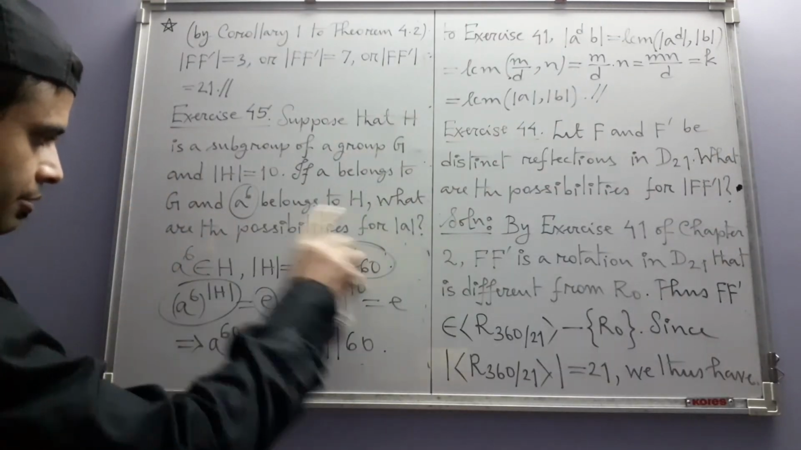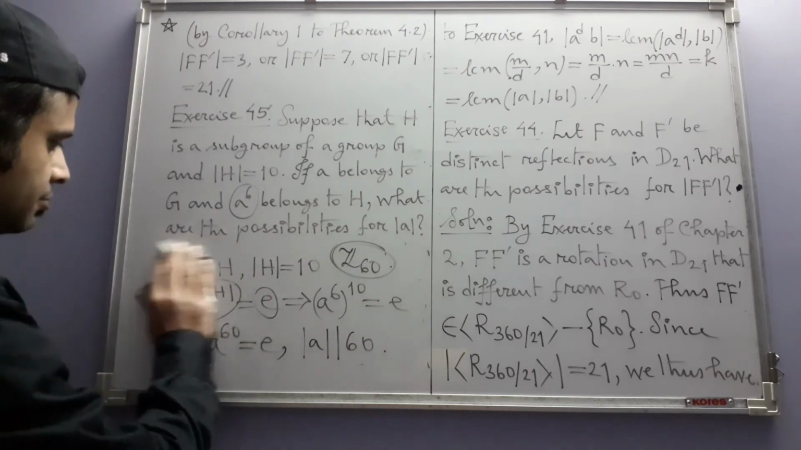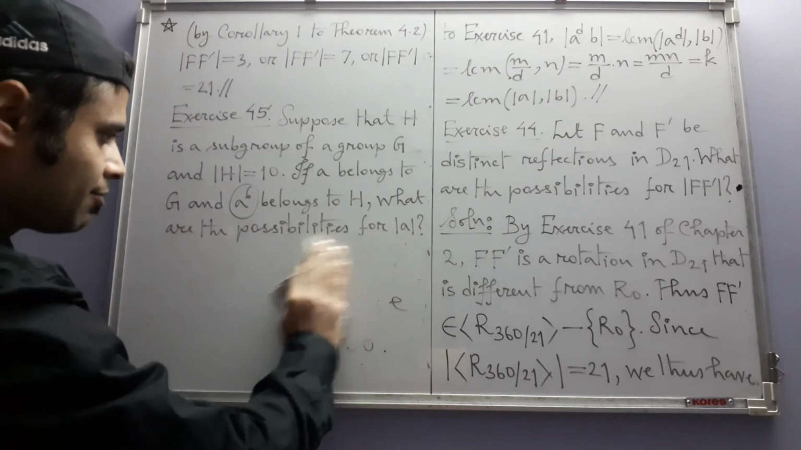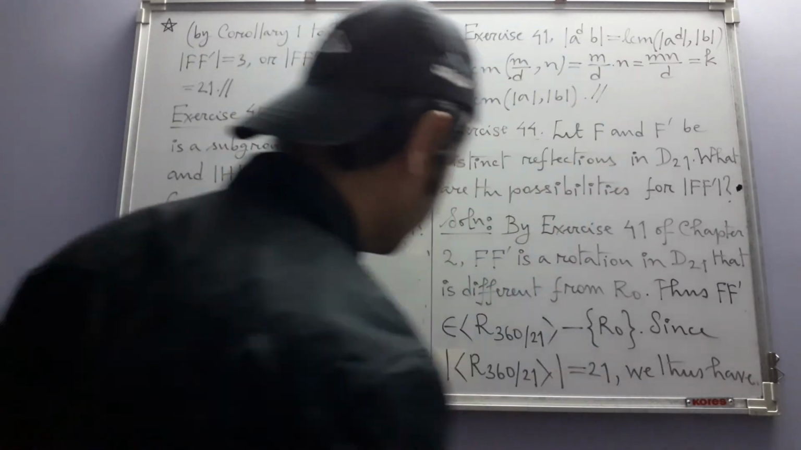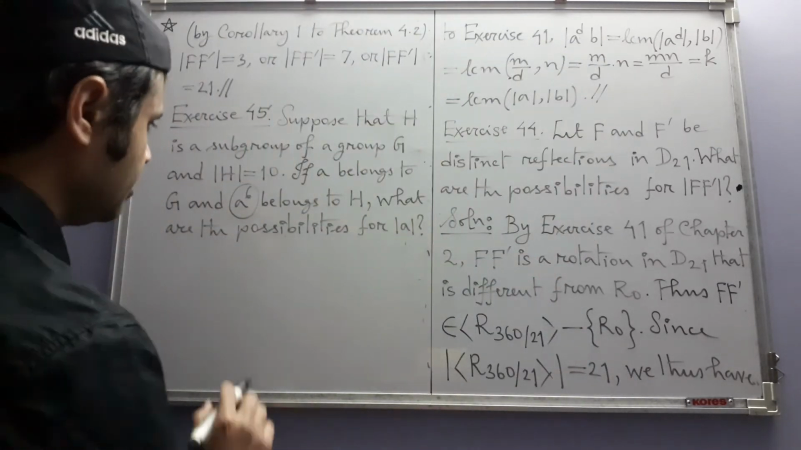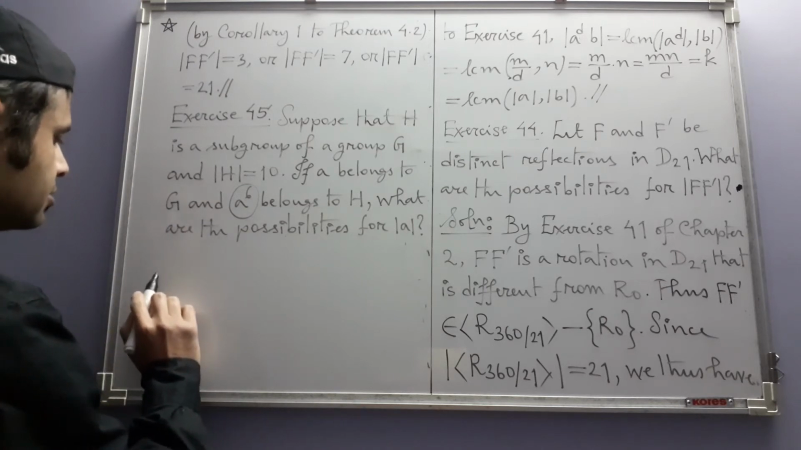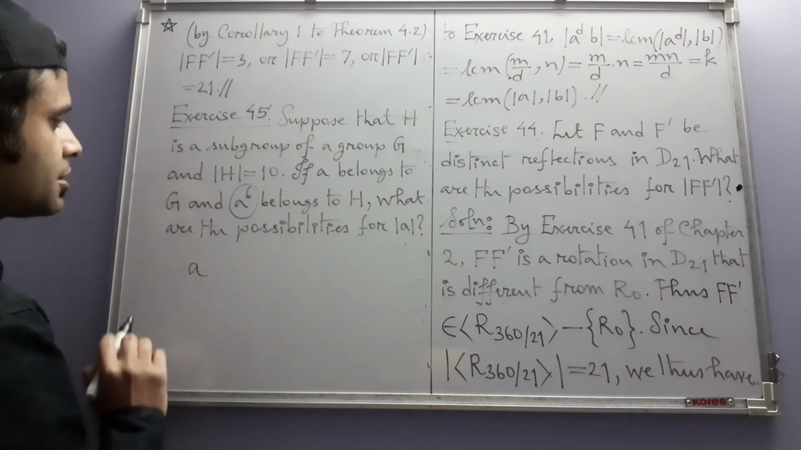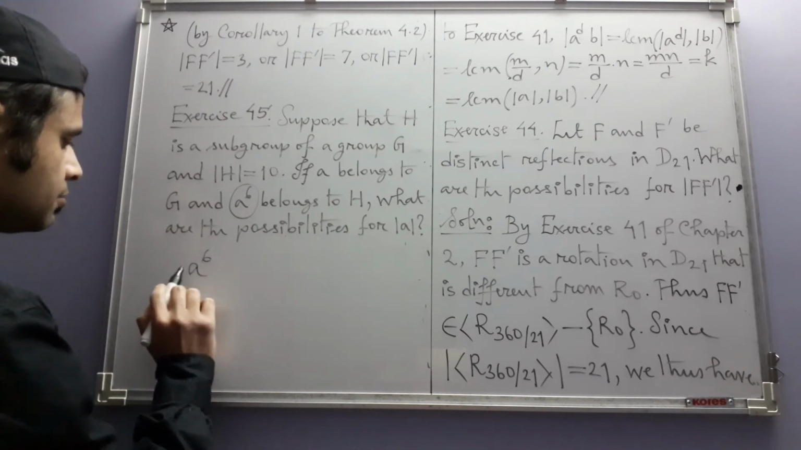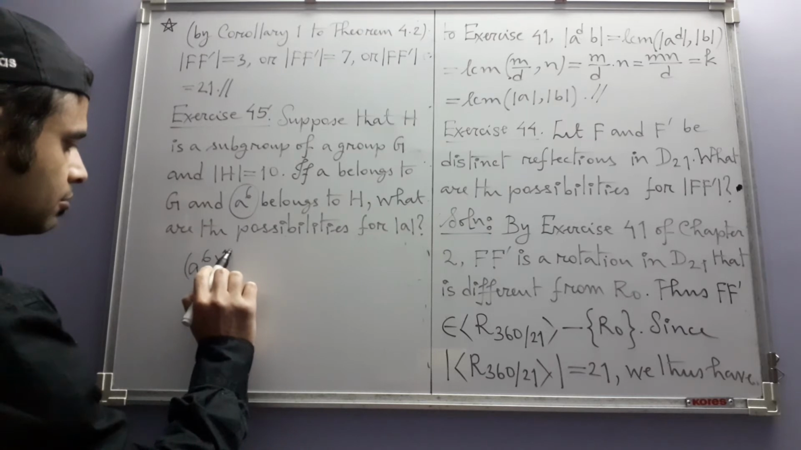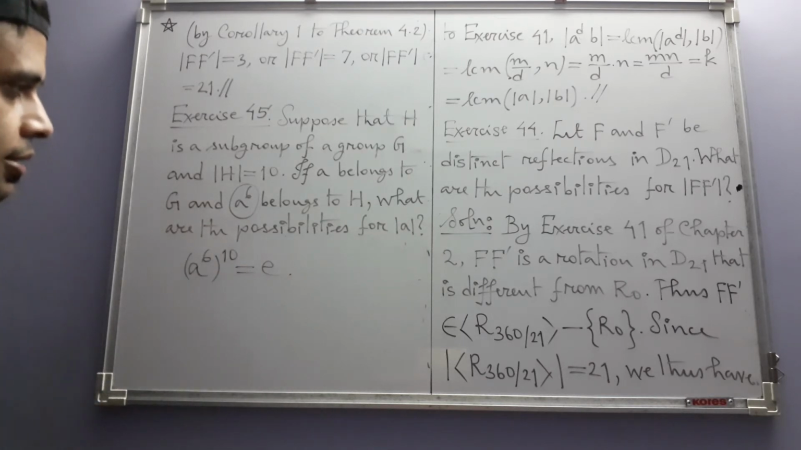Okay, so this is a strategy which we cannot apply because we don't have Lagrange's theorem. We only have it in a cyclic group, a finite cyclic group. So the problem now here is this. You have to somehow prove that this is equal to identity.